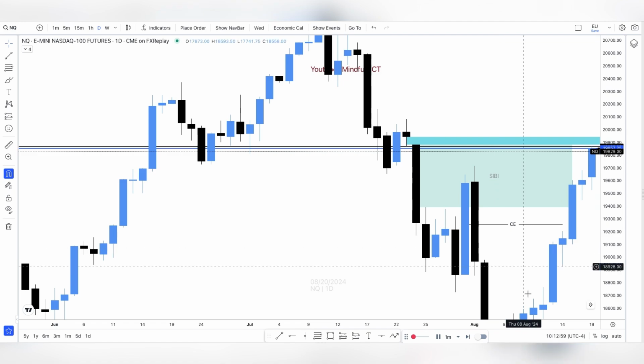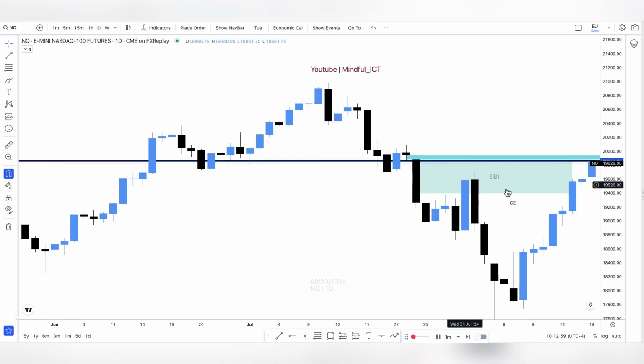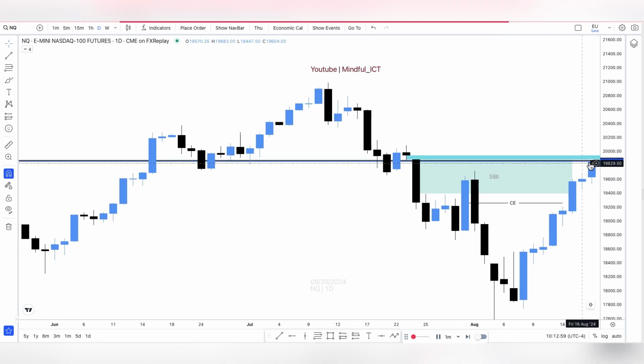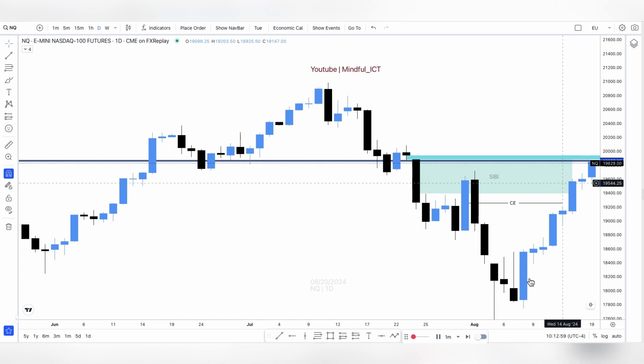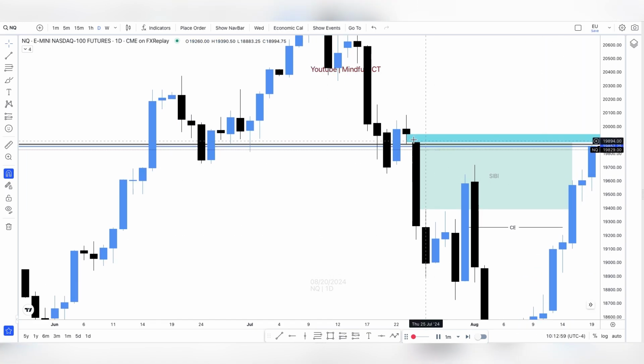In the last lecture 12, we've analyzed the price action, where the sell-side imbalance and buy-side inefficiency have been fully mitigated, leading to 8 consecutive bullish candles. Our focus now shifts to this volume imbalance on the chart.